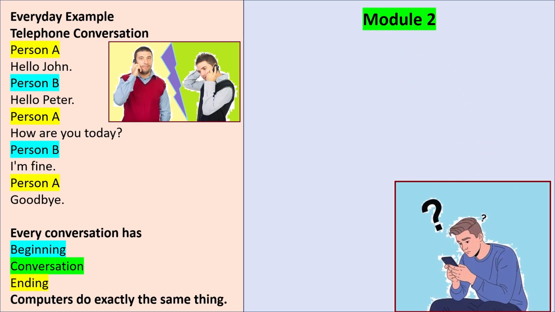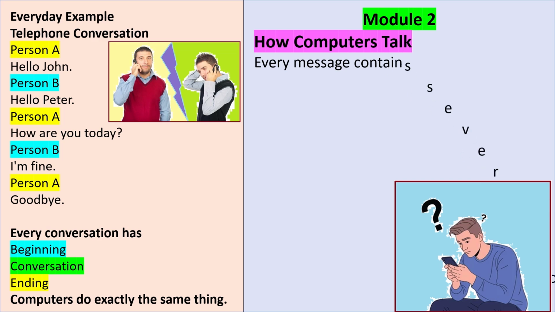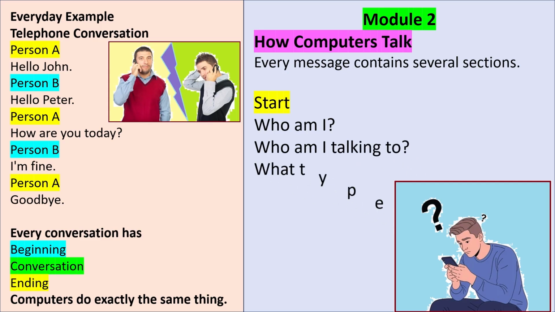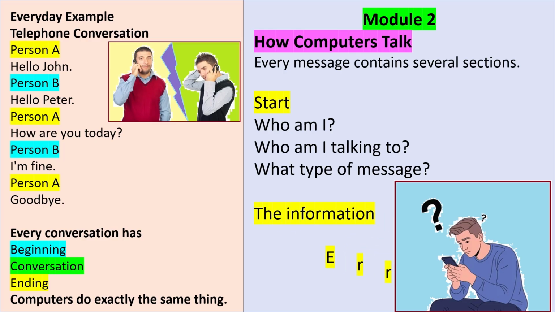Module 2. How computers talk. Every message contains several sections. A start. Who am I? Who am I talking to? What type of message? The information. Then error checking. And then the end.